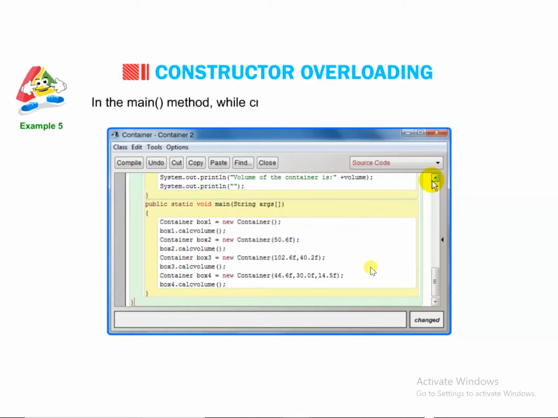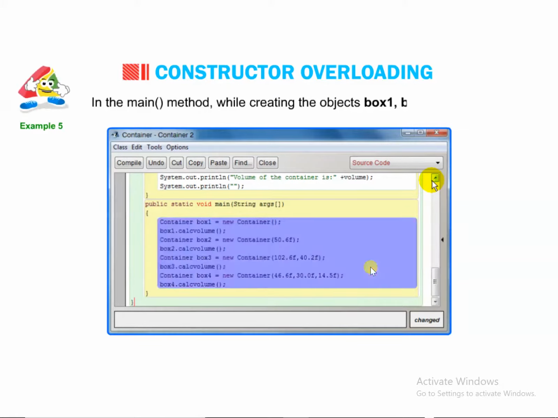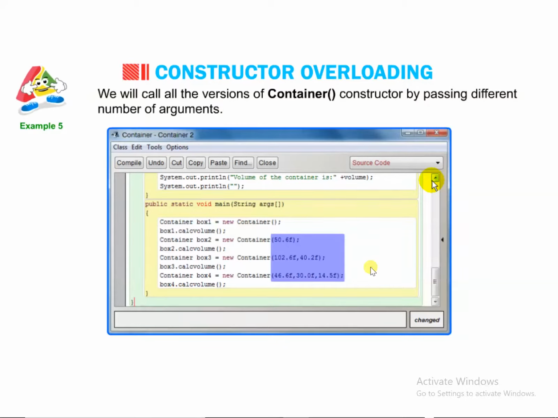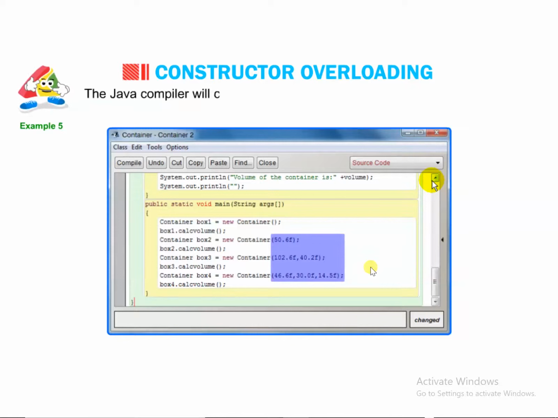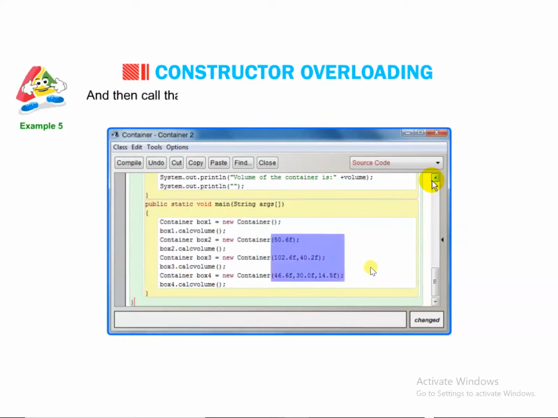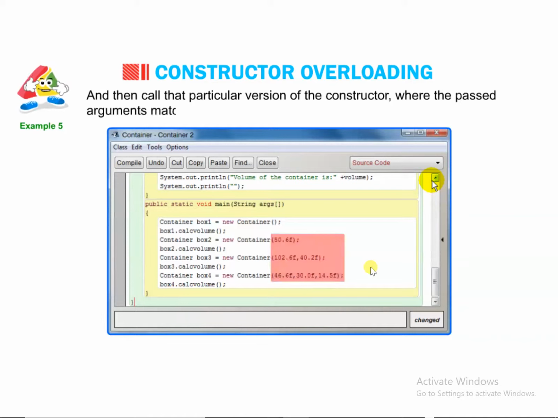In the main method, while creating the objects box1, box2, box3 and box4, we will call all the versions of the Container constructor by passing different number of arguments. The Java compiler will compare the passed arguments with different versions of the Container() constructor and then call that particular version of the constructor where the passed arguments match with the available parameters.